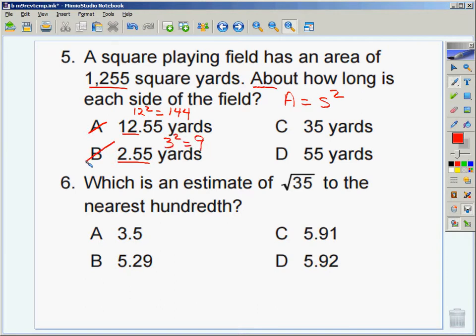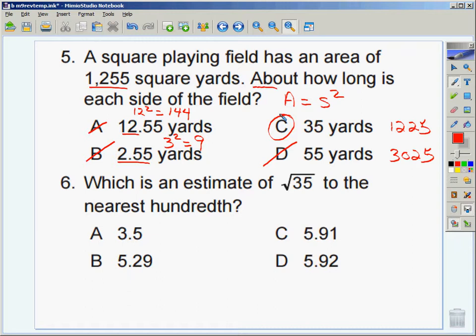Certainly nowhere near that. These are kind of stuck in the middle, but 35 squared is 1225. You can see that's pretty close. 55 squared is 3025. Also too big, which is why C is the correct answer.